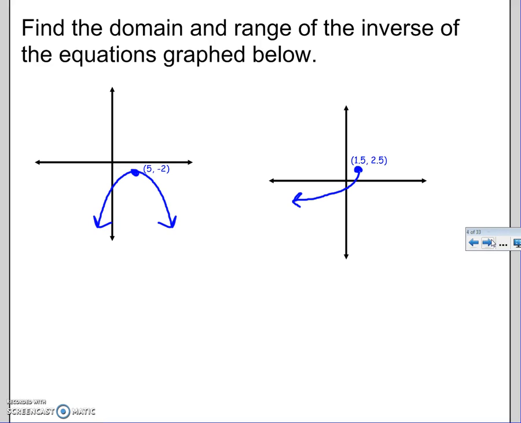Same question, domain and range. However, we're finding domain and range of the inverse of the graph shown below. So inverse means to flip. Basically, you flip your x and y. That also means you can flip your domain and range, because domain was x, range is y.